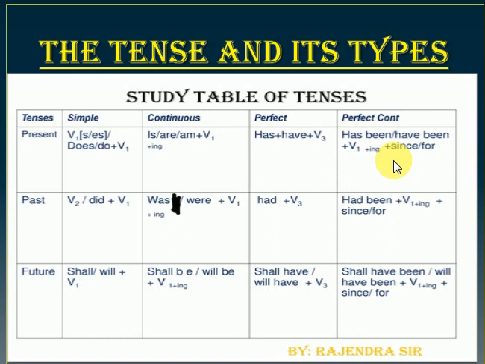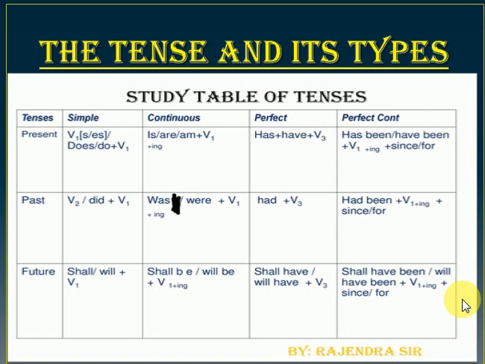So this way we have to learn it by heart. But now come to my topic. Whenever you are learning tenses, you must know how the auxiliary verb is changing. Like simple: do, does, past did, shall, will. Continuous: is, are, am, was, were, shall be, will be. Perfect: has, have, had, shall have, will have. Last one: has been, have been, had been, shall have been. So this way, you have to keep the table in mind.